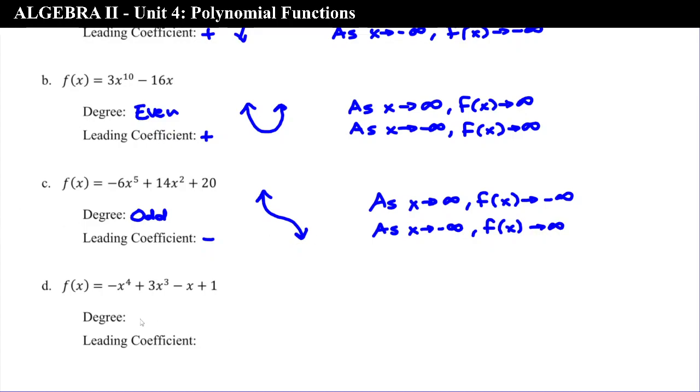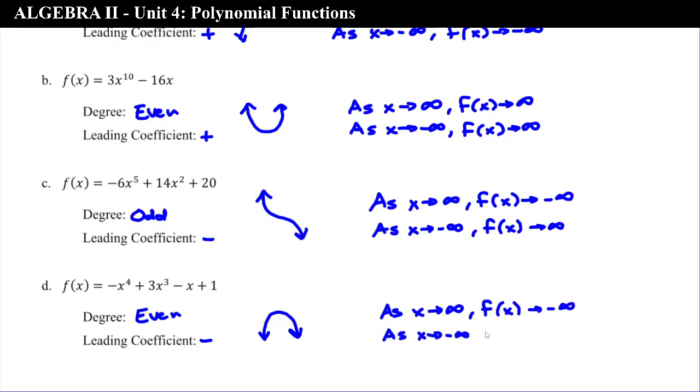And then finally for D, our degree here is 4, so it's even, and our leading coefficient is negative, so we've got something that looks kind of like a quadratic that's concave down. So as x approaches infinity on the right-hand side, f of x approaches negative infinity because we're pointed down. And then as x approaches negative infinity on the left-hand side, f of x also goes to negative infinity because it's going down on that side as well.